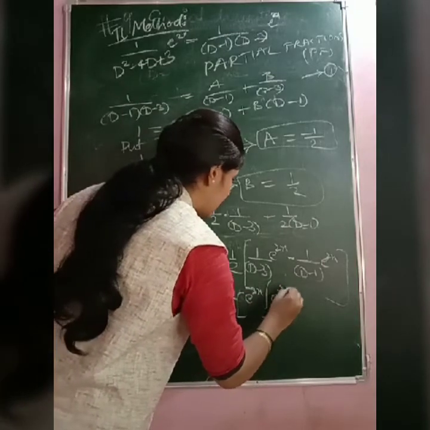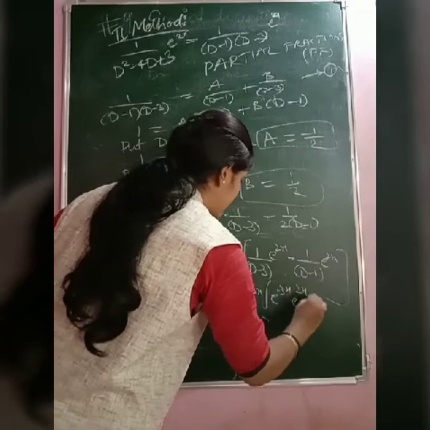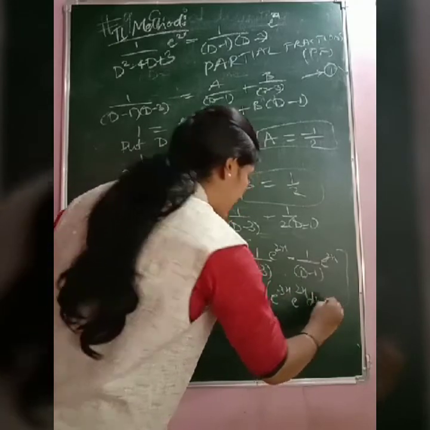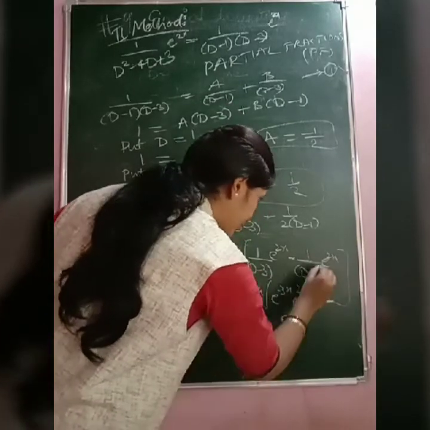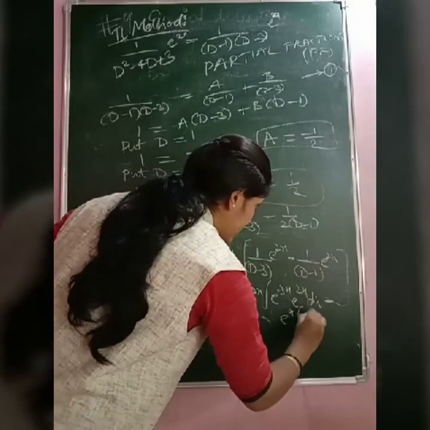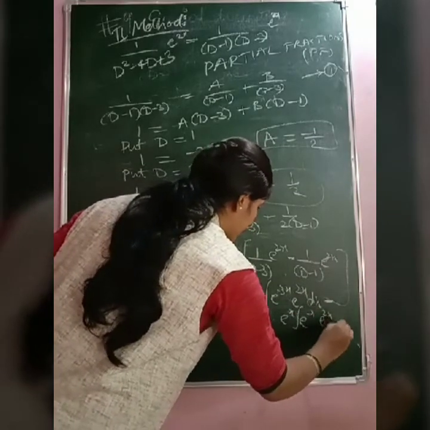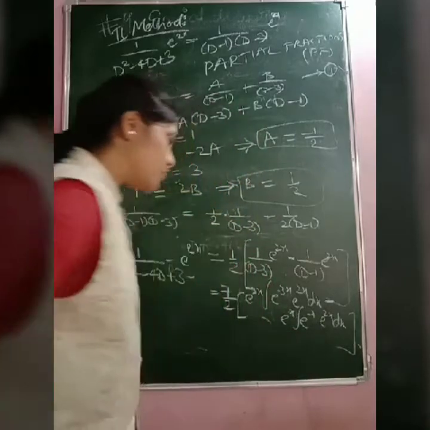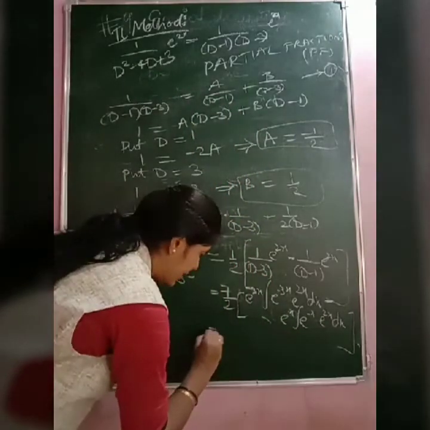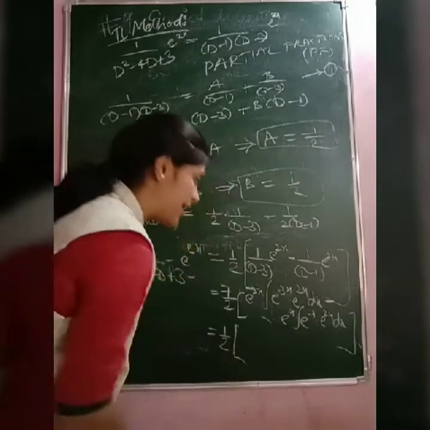integration e raised to minus ax, x is e raised to 2x, minus e raised to x, integration e raised to minus x e raised to 2x dx. So let us solve this. This can be written as 1 by 2, let it be outside as it is.